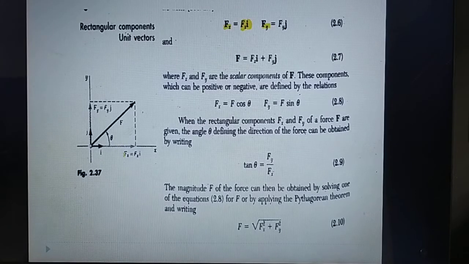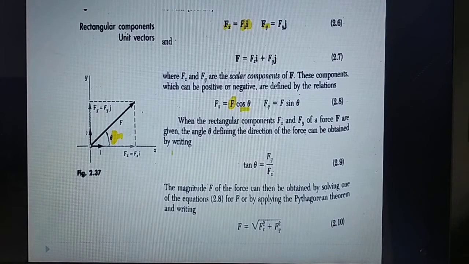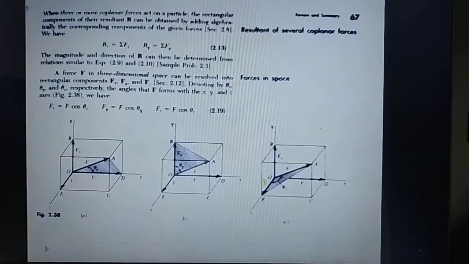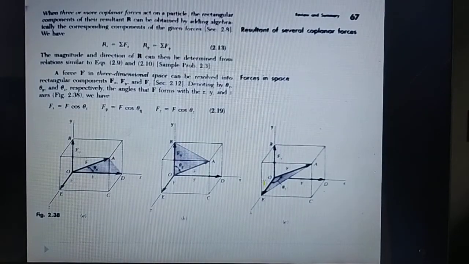So by trigonometry, you can analyze that the horizontal component is the magnitude of the vector multiplied by cosine theta, and Fy by the sine theta, and we can solve for the angle theta through trigonometry. The same applies to the 3-dimensional direction. So be careful of the orientation of the axis.